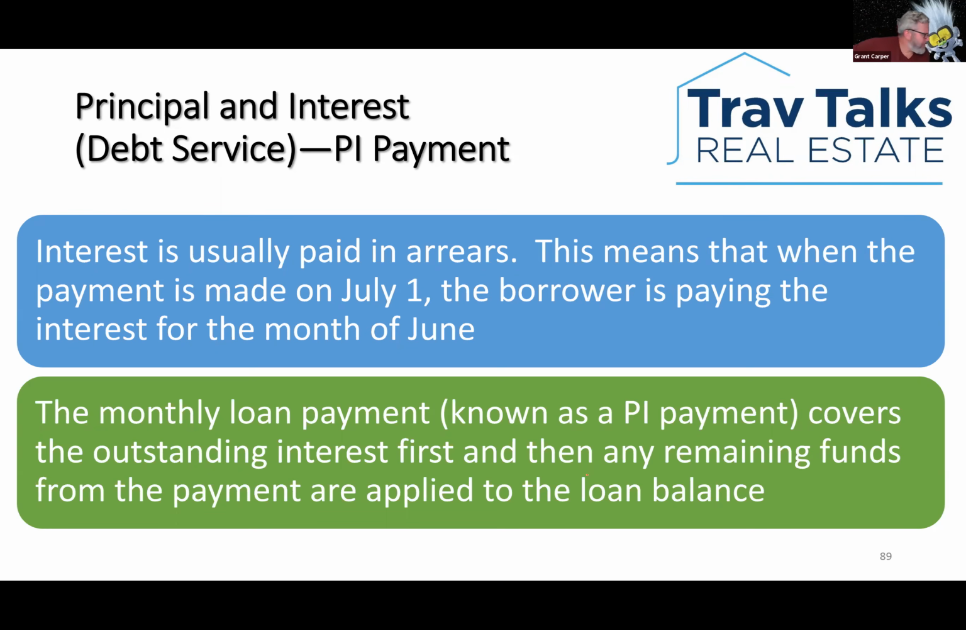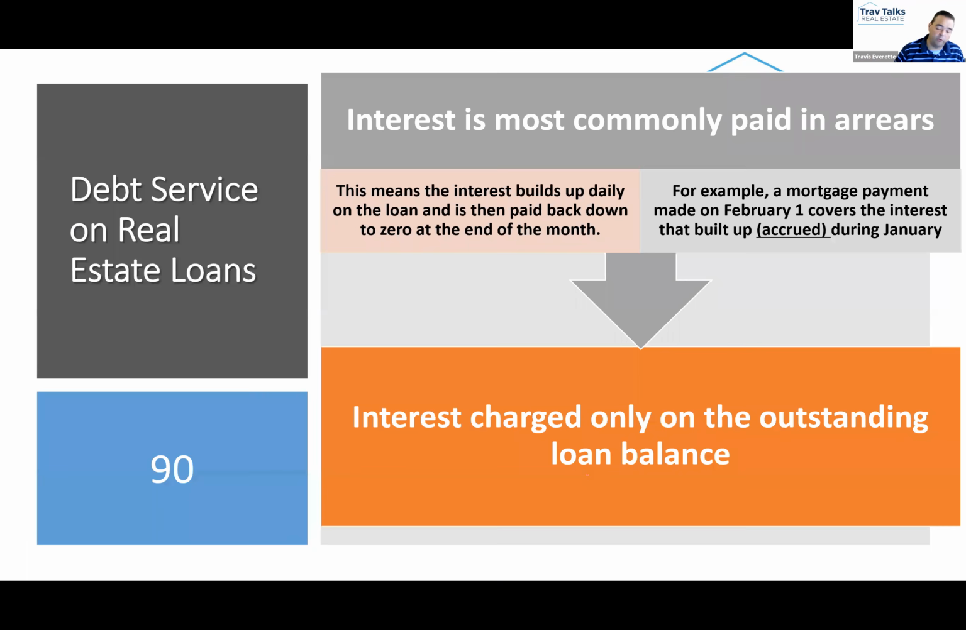Yes. Okay, so that debt service payment or PI payment is going to go in every month and cover the previous month's interest, because the interest is building up daily on the loan and paid back down to zero. And I give you the example here. It says, for example, a mortgage payment made on February 1 covers the interest that built up. Look at this word, accrued. Let's talk about that word for just a second.